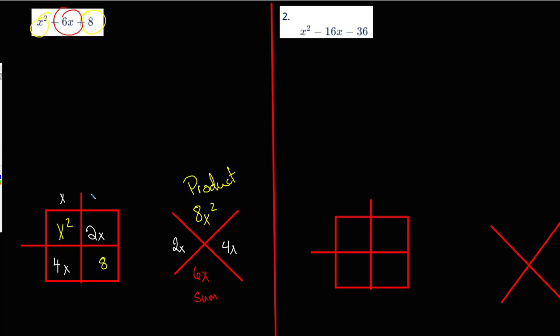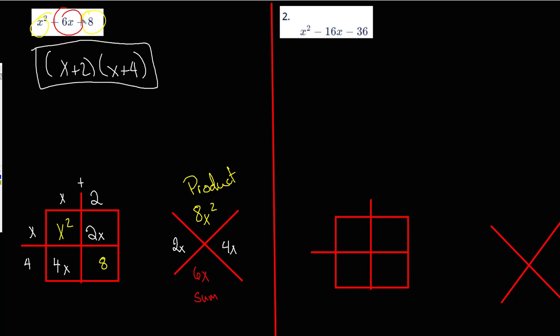An x and a 2 can factor out of both of those, and an x and a 4 can factor out of both of those, giving me a final answer of x plus 2, x plus 4. And since it's a trinomial, that means I can use the box. Sometimes there are shortcuts that can work easier, so always look for a GCF. If there's not a greatest common factor, then you can go ahead and just go straight to the box.